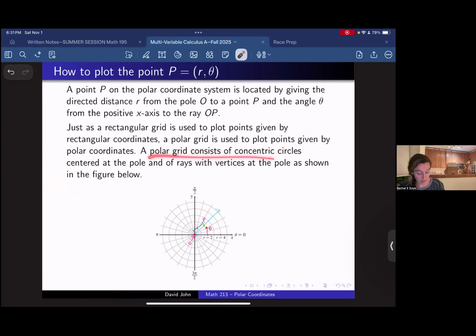A polar grid consists of concentric circles. I hope I'm pronouncing that correctly. Concentric circles centered at the pole and of rays with vertices at the pole as shown in the figure below. So again, these concentric circles tell us, okay, we are 1 unit away from that starting point. 2, 3, 4. It's how we can determine what our radius is.